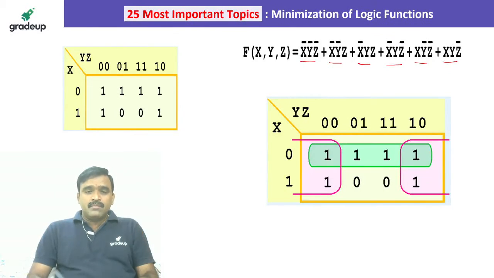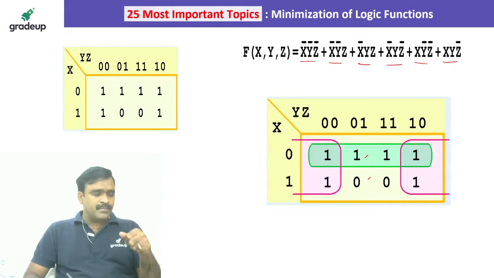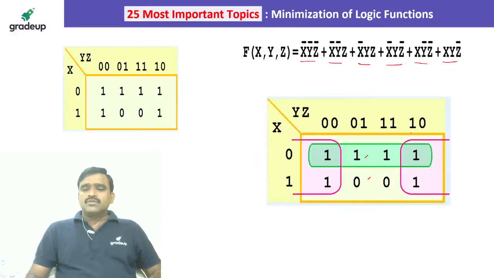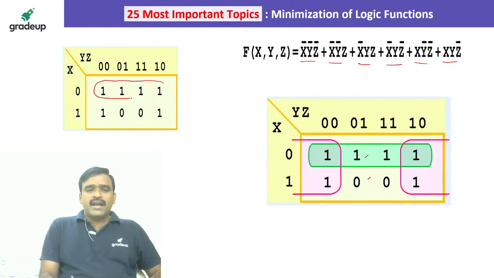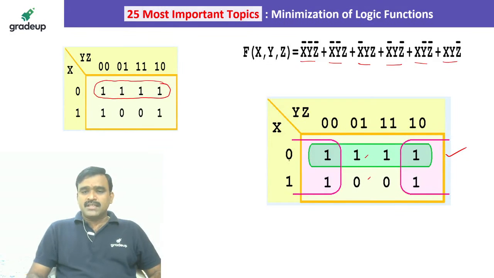For example, if you take these two, let us suppose this and this, these are adjacent, but one is 1 and one is 0, so we can't plot them. Different colors I have shown. The 4 ones here are plotted. This is called a quad. These are all adjacent. So these 4 ones come under which area? X bar area. So it is coming under x bar area.